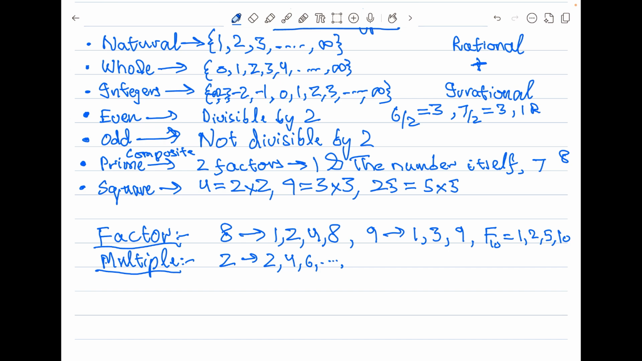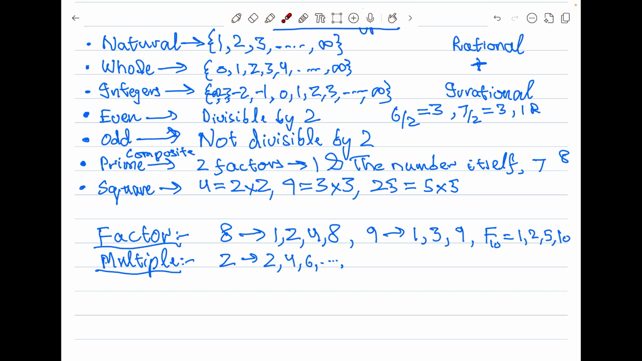All right. So a quick recap: natural numbers are all the positive numbers from 1 to infinity. Whole numbers are the natural numbers with zero added to them, right? Integers are all the positive and negative numbers and zero. Even numbers are all numbers that are divisible by 2. Odd numbers are numbers that are not divisible by 2. Prime numbers are numbers that have only two factors, 1 and the number itself. And square numbers are the numbers obtained by multiplying a number with itself, right?